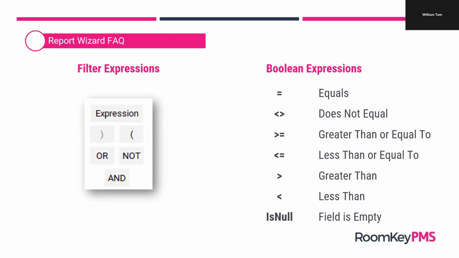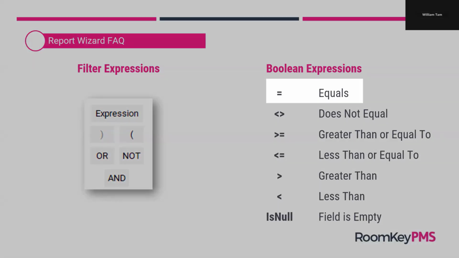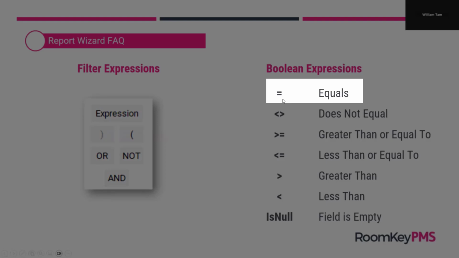Now, when you click the expression button, you do not see the words written on the right-hand side. Instead, you see these symbols in bold. Sometimes that can be a little bit difficult to understand, so I've just written out their meaning off to the right-hand side. So the equal symbol means that the expression you are building is equal to something.